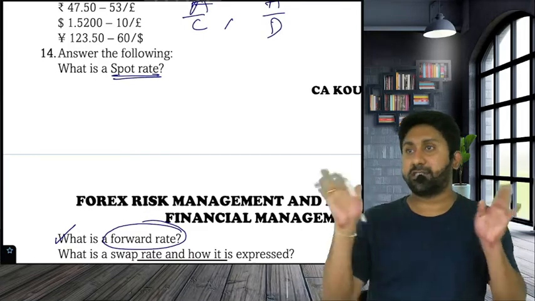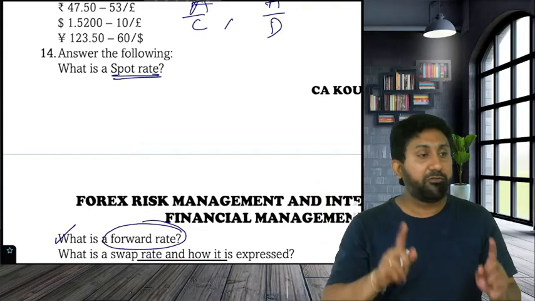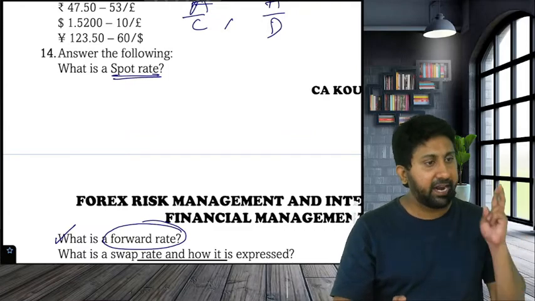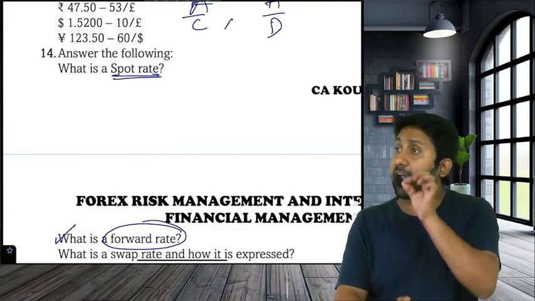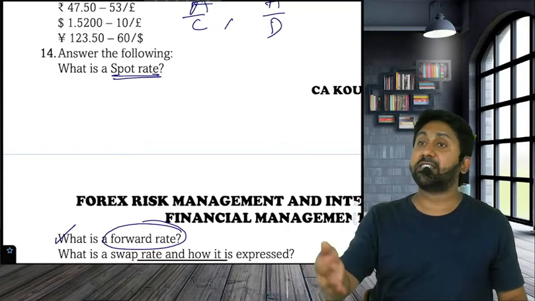Therefore, forwards can be of two types: actual forwards and fair forwards. Fair forwards we can calculate using PPPT and IRPT. But actual forwards are given by the bankers. No theory will be there for them. Those are called actual forwards.